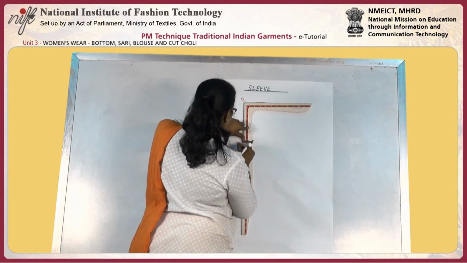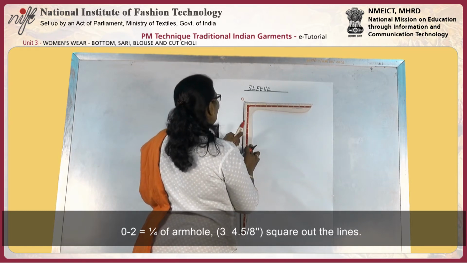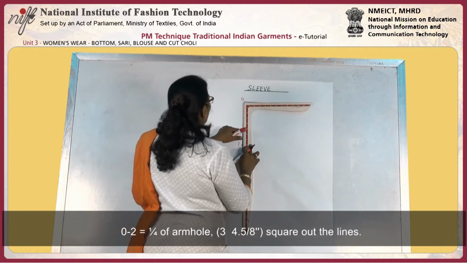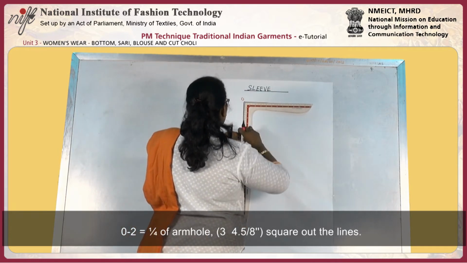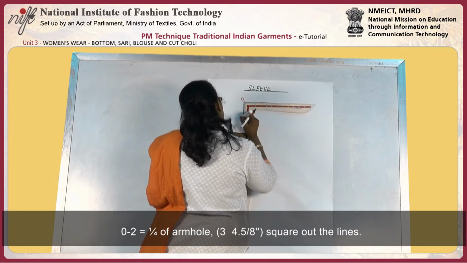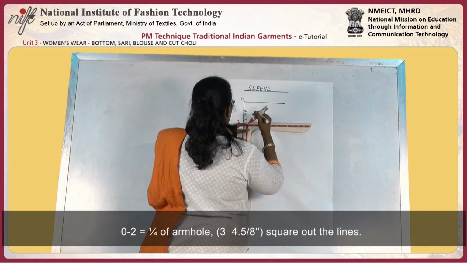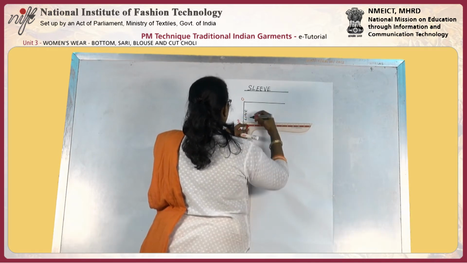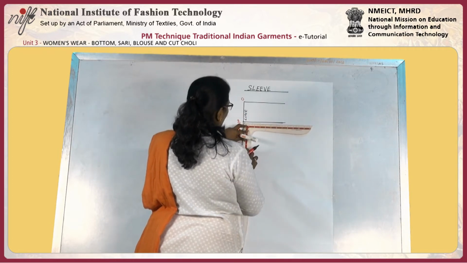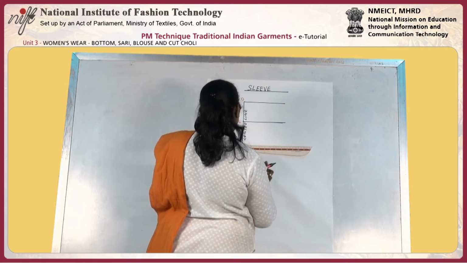and mark 1. 0 to 2 is equal to 1/4 of armhole. Armhole is 15.5 inch. 1/4 of armhole is 3 7/8, and square out the line. This is the bicep line, and draw a bottom line also.